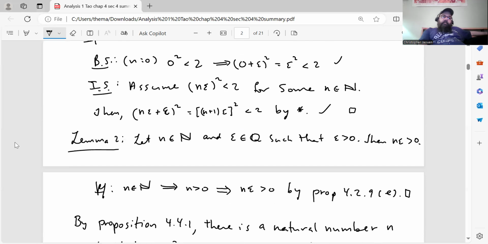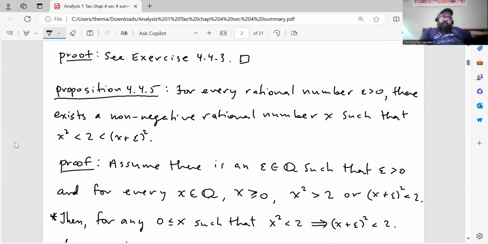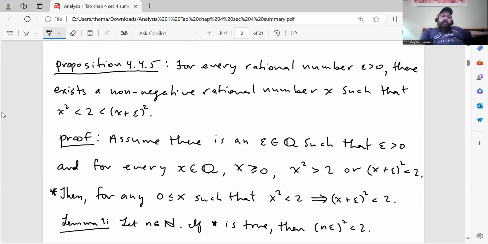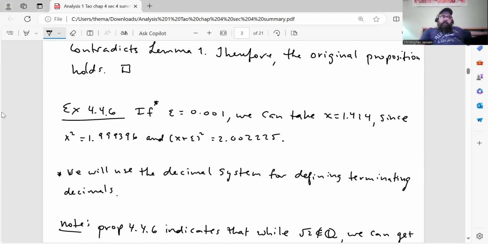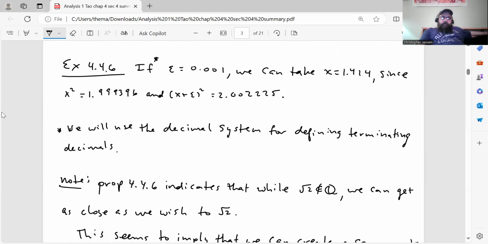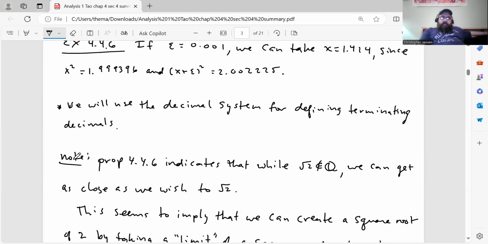Right, so we've proven then that this statement here is true for every rational number epsilon that's greater than 0. There exists a non-negative rational number x such that x squared is less than 2 and less than (x plus epsilon) squared. What that is telling us is that, well, he says it in a note down here, but where does he say it?